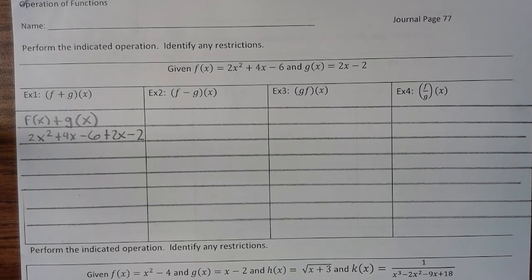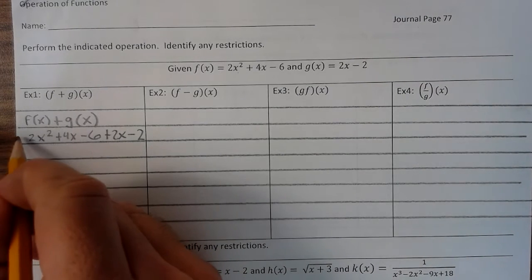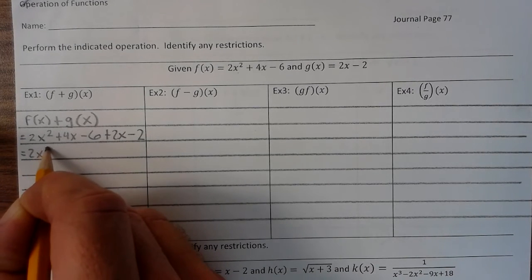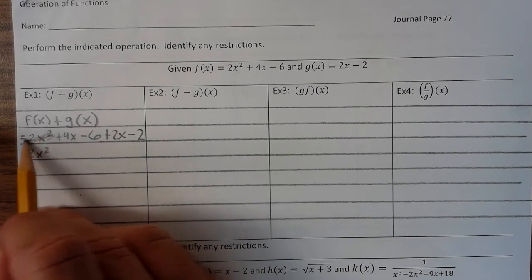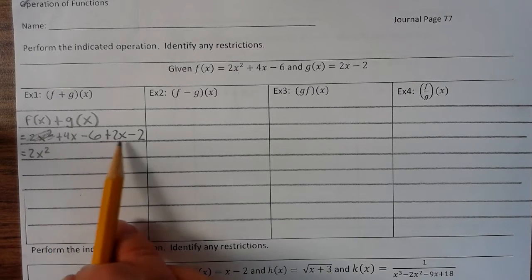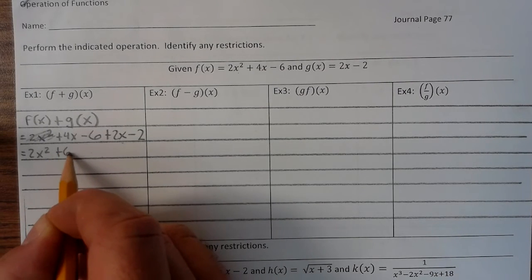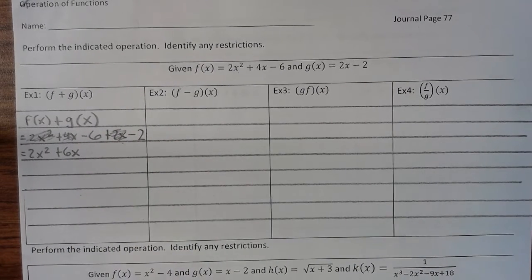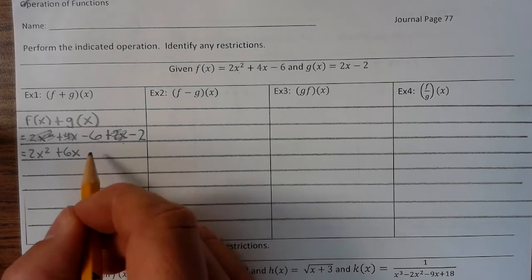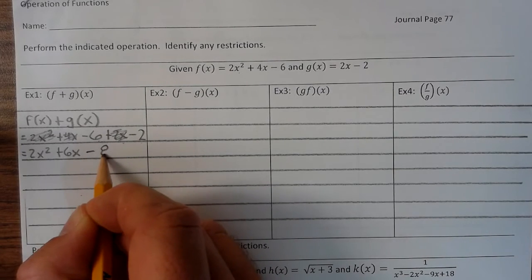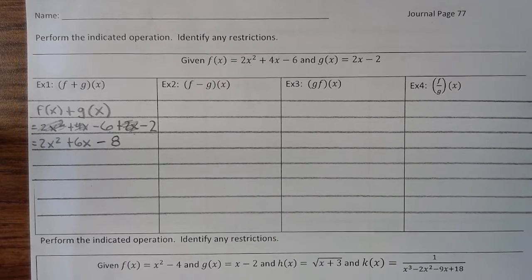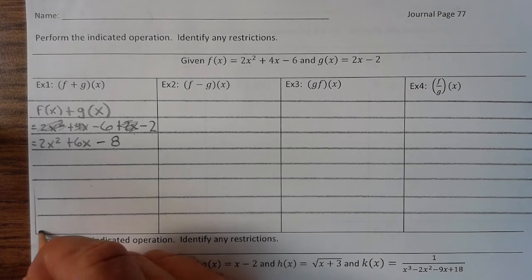Okay, well, we combine terms. There's nothing to combine 2x squared with. So that's 2x squared. And again, I'm going to shade that out so I know I'm done with that. Now we combine the x's. 4x and 2x is plus 6x. And I'm going to shade that out because we're done with that. And then negative 6 and negative 2 combined to be minus 8. Now, in this case, there is no square root and there is no denominator, so we have no restrictions.